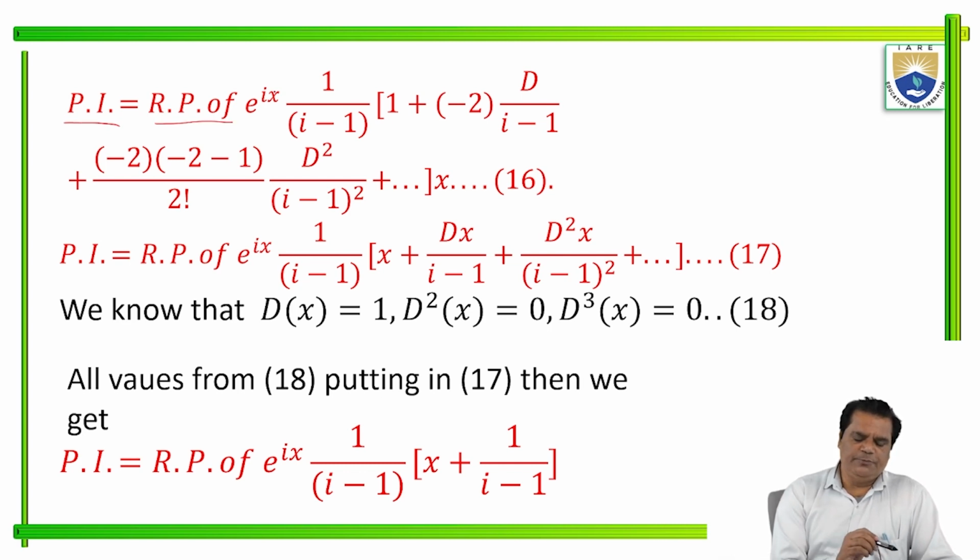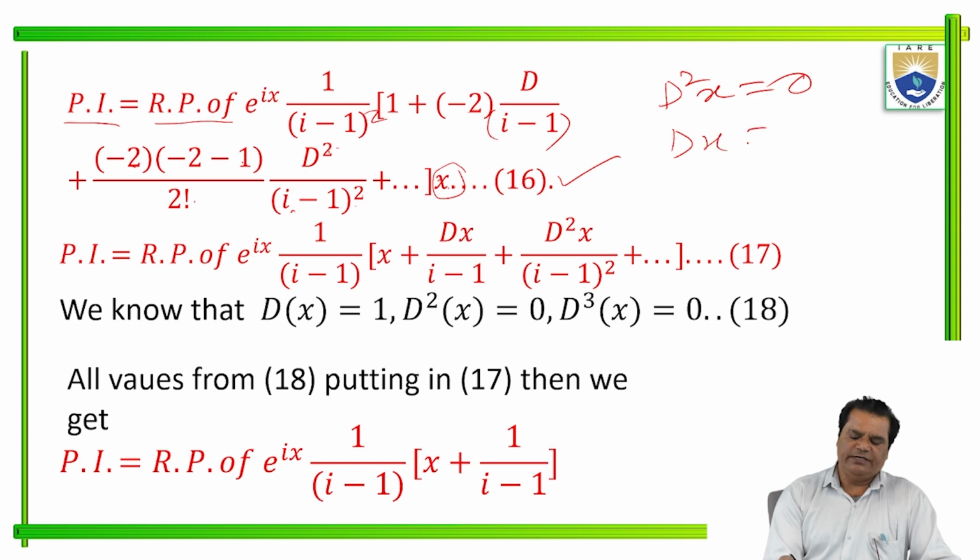PI equal to real part of e to the power ix, 1 upon (D minus i) whole square, and here 1 plus minus 2D upon (D minus i), and minus 2, minus 2 minus 1 upon factorial 2 D square upon (D minus i) whole square, and same up to x. This is equation 16. Now this algebraic function x, multiply it in bracket, then differentiate here: x, D square x 2 times differentiate is 0, Dx 1 time differentiate is 1, and here only x. So multiply by x in bracket, then we get x, Dx upon (D minus i), D square x upon (D minus i) whole square, and here it is a whole square.